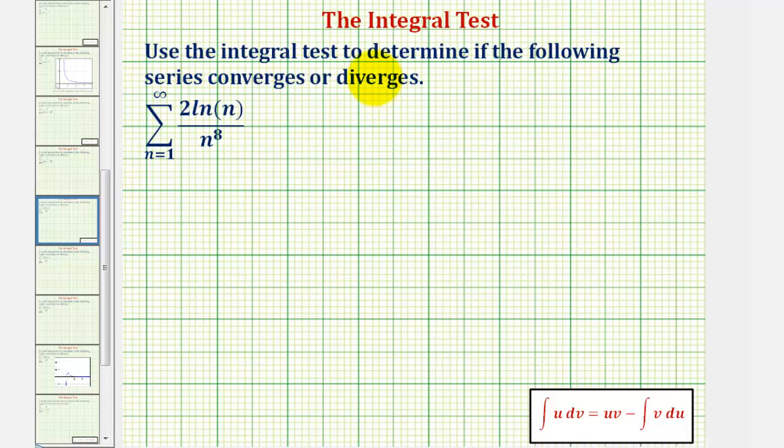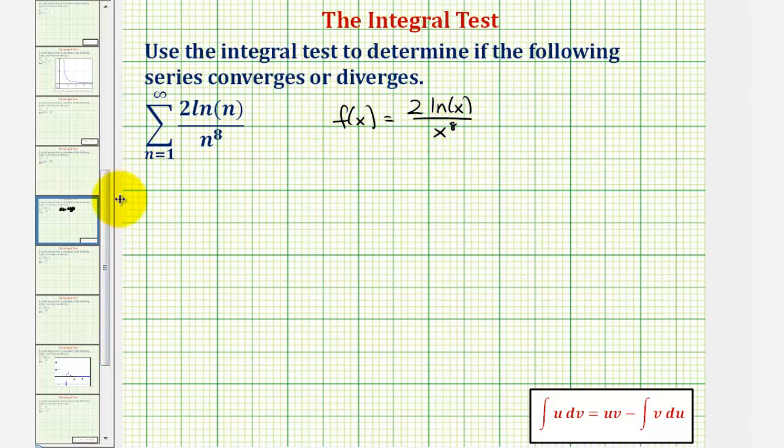We want to use the integral test to determine if the following series converges or diverges. For the first step, we want to find a function f of x, or f of n, equals a sub n, the formula here used to generate the terms in the series. So f of x would be equal to 2 natural log x divided by x to the 8th.